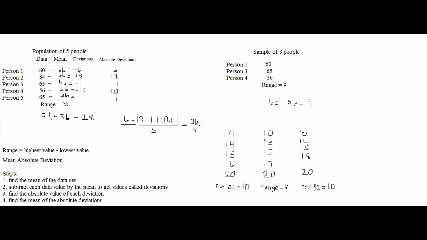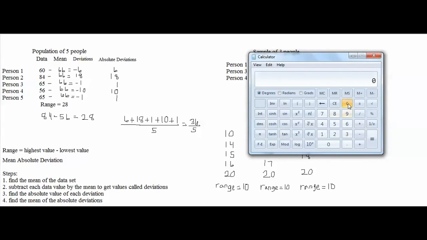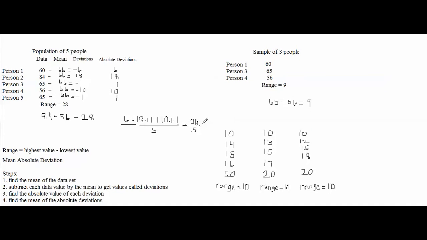We added the numbers, and we got a total of 36. Now we divide by 5. We get 7.2. So the mean absolute deviation of the entire population is 7.2. I'll abbreviate like this.